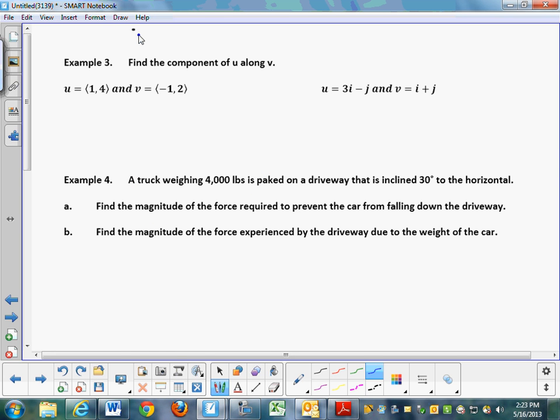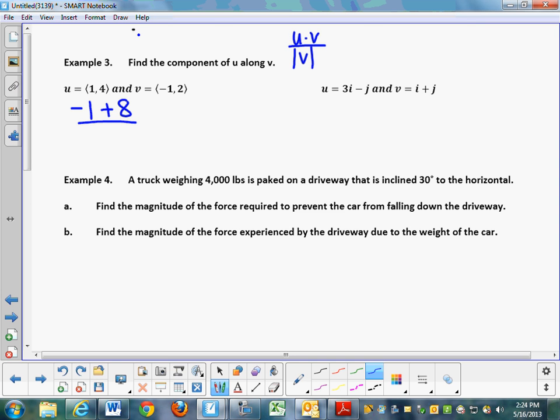Find the component of u along v. Remember that that's going to be equal to u times v divided by the magnitude of v. All right, so how do you multiply two vectors again? What do I do? Multiply the x values, so I get -1 plus 4 times 2 is 8. So that's u times v, right? Divided by the magnitude of v.